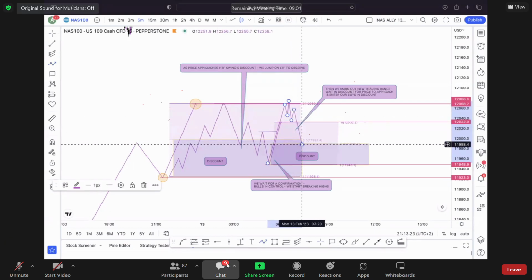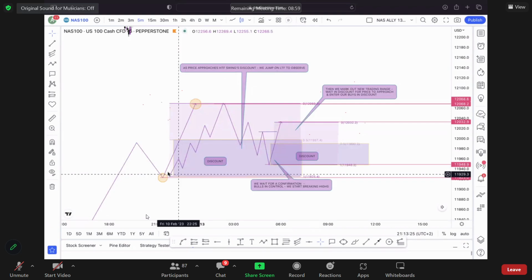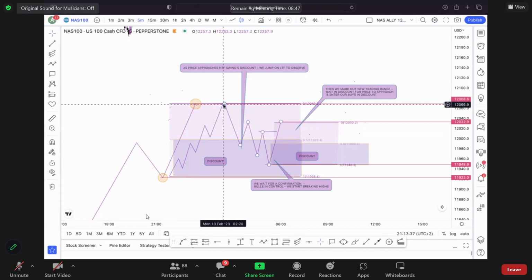It can happen, like what we've seen over the last few weeks. Sorry, I was just going to ask, which high should I target first? The first range that we're in, or the swing range?